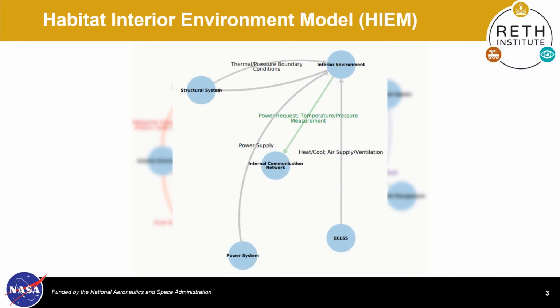The interior environment is necessary for the calculation of the distribution of air pressure and air temperature within the habitat. It interacts with the structural subsystem, the internal communication network, the power system, and the ECLIS, each of which provide inputs and outputs that affect change upon the system.